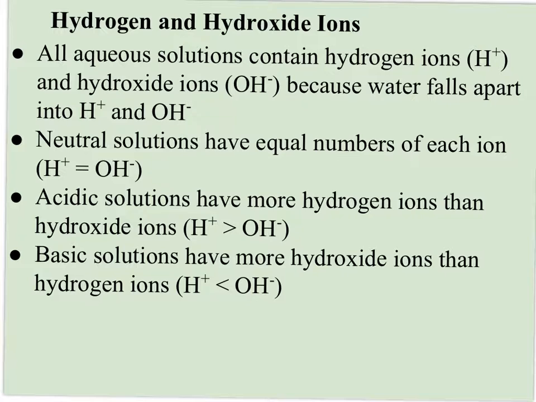But in a neutral solution, you would have equal numbers of H plus and OH minus because each water molecule has one of each. So it's not like it can fall apart into two OHs or two H pluses. It's always going to fall apart into one H plus and one OH minus. So when the hydrogen ions outnumber the hydroxide ions, that's when solutions begin to behave as what we call acids.